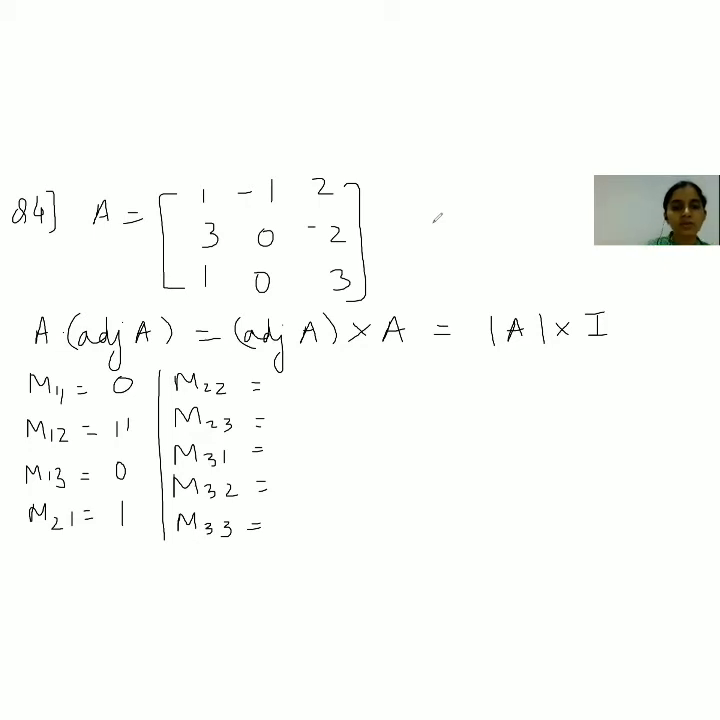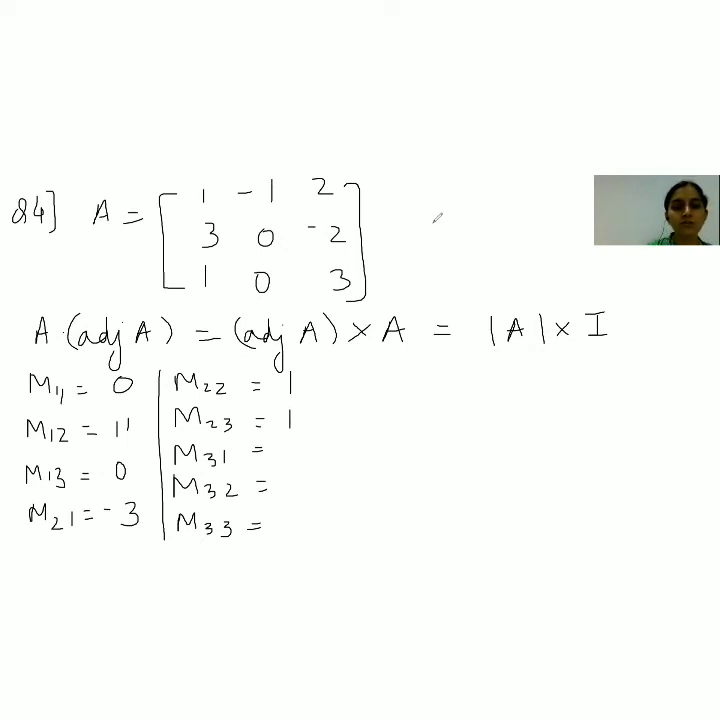Okay, M21 is second row, first column, so minus 3 minus 0, that is minus 3. So we made a mistake here. Yeah, M21, second row, first column, minus 3 minus 0, so the answer is minus 3. M22, second row, second column, so 3 minus 2, that is 1. M23 will be second row, third column, so 0 minus of minus plus, and that will be 1.